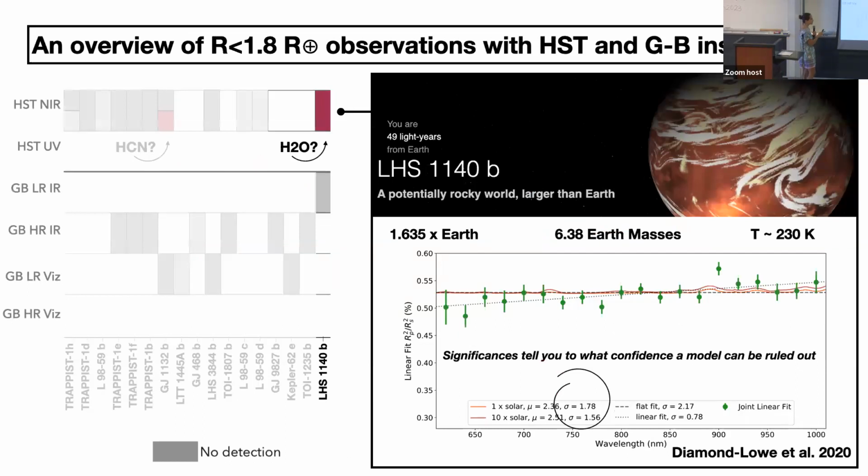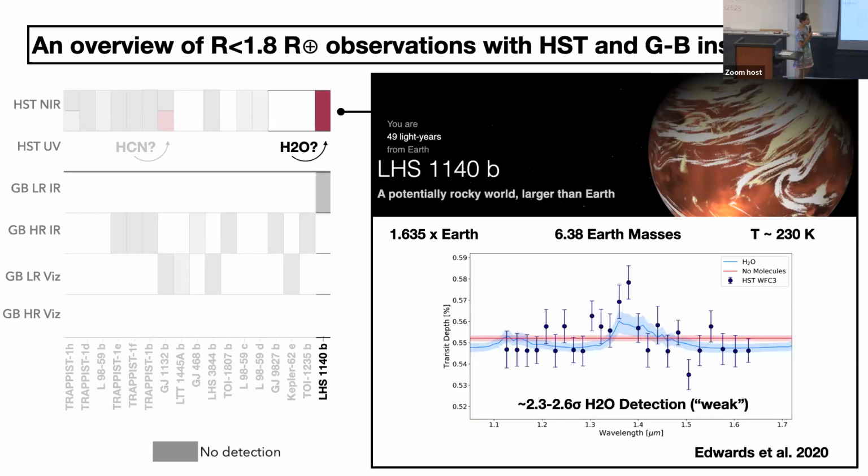So going back to this plot, the significances indicate at what confidence these observations were able to rule out those scenarios. A confidence of around 3 sigma is something you can consider confidently ruled out. Here, at about 1.7 and 1.5 sigma, for these systems they weren't able to rule out even those specific scenarios.